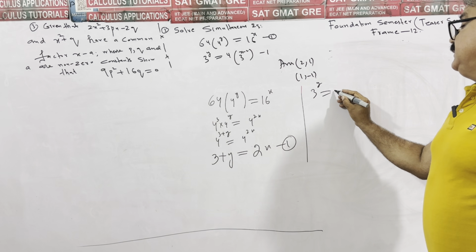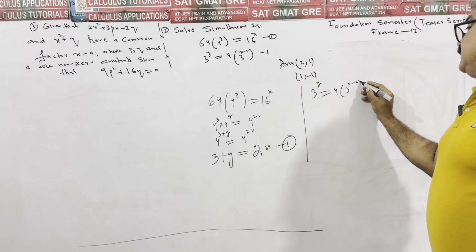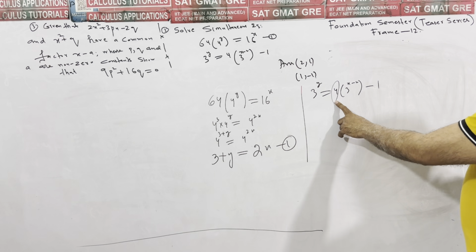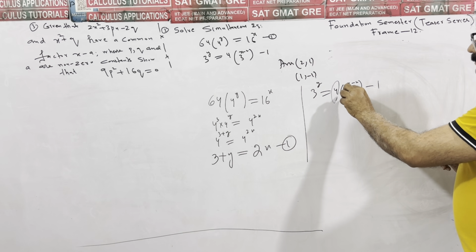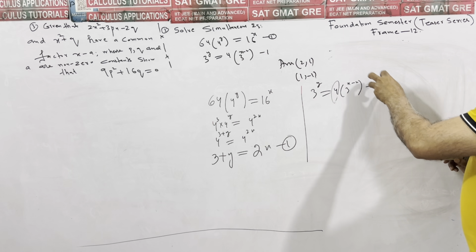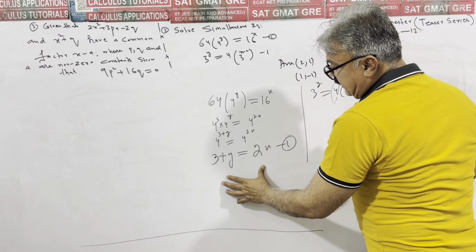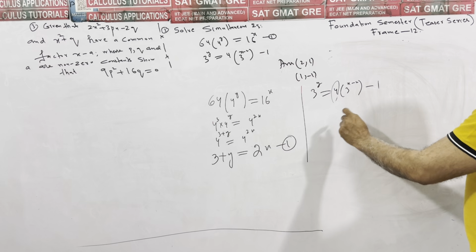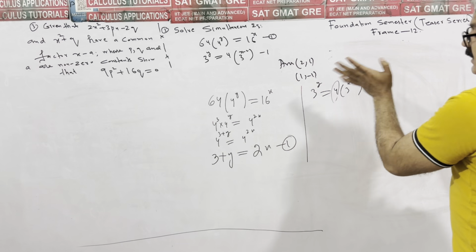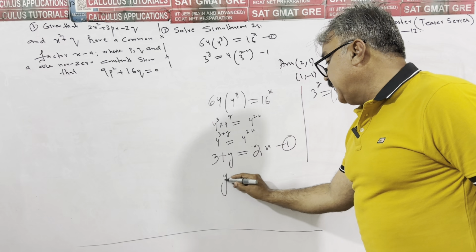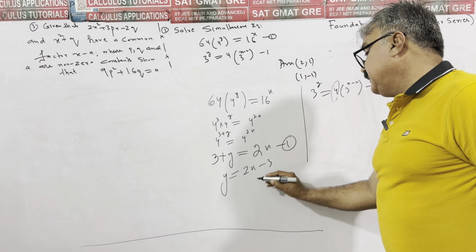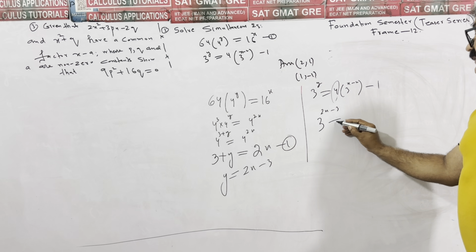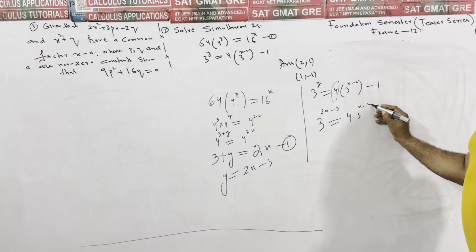3 raised to y is equal to 4 times 3 raised to x minus 2, minus 1. Here the presence of 4 is an obstacle. If instead of 4 there were a power of 3, then we would have managed an equation like this. 4 is the hindrance. To get away with this, find the value of x or y and substitute here, and you are going to get through. To take the value of y is simple for us. y is equal to 2x minus 3. Put it here: 3 raised to 2x minus 3 is equal to 4 times 3 raised to x minus 2, minus 1.